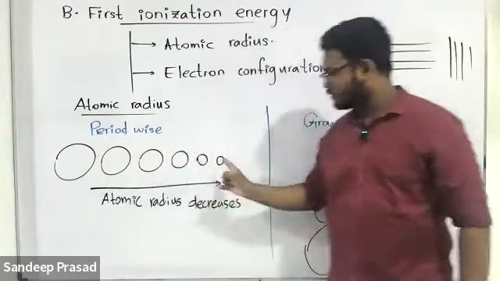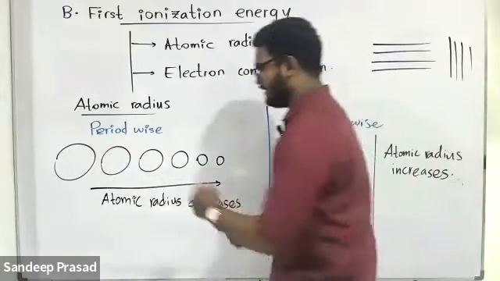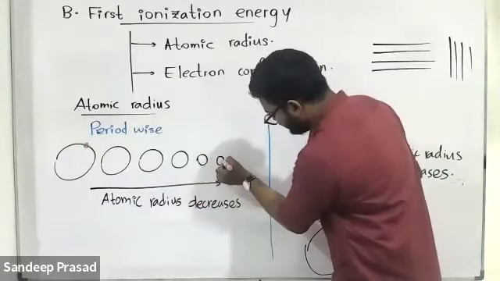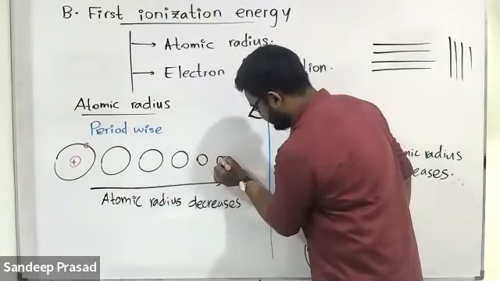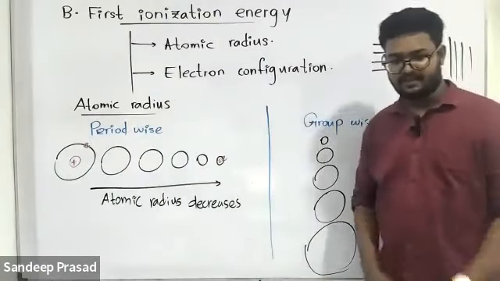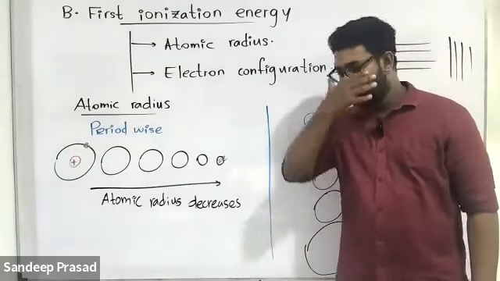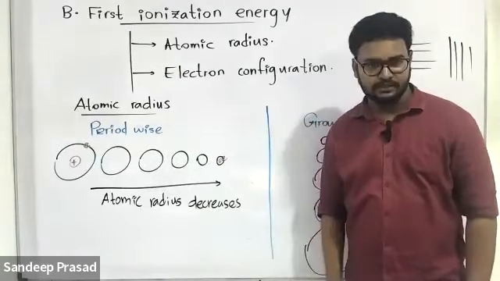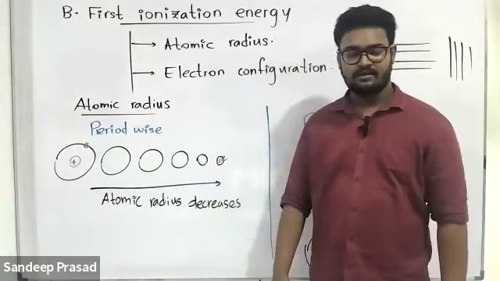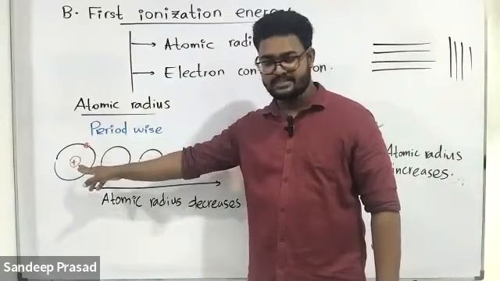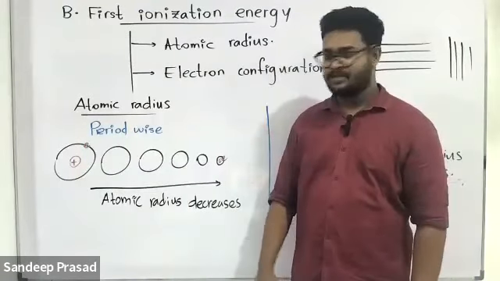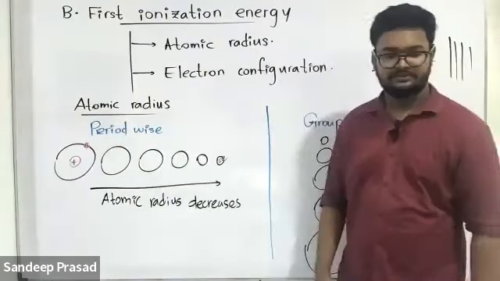Compare this one and this one, right? Here we have an electron and here we have an electron. At the middle we have the nucleus. Tell me from which atom you can easily remove an electron? This one, very large. The nuclear attraction force felt by this electron is very low. So therefore we can easily remove the electron.